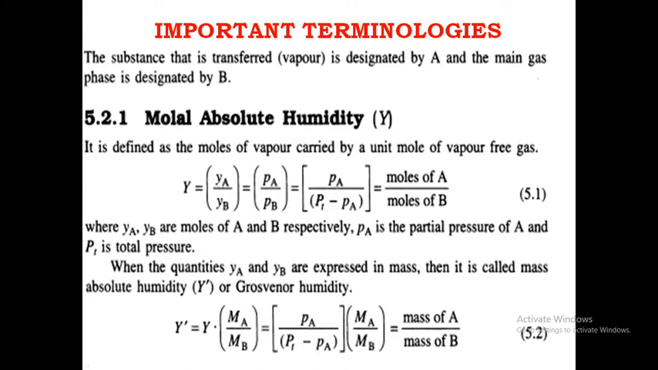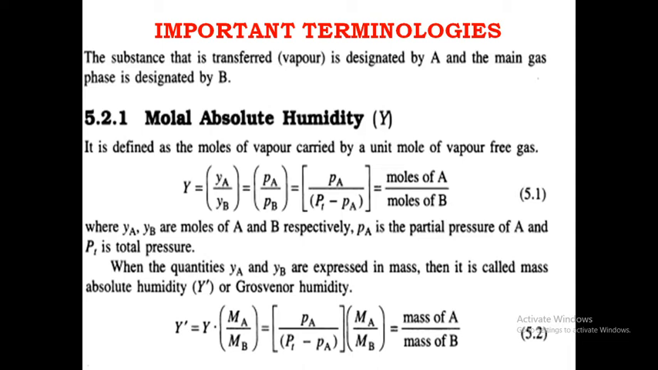Now we introduce Dalton's law. What is Dalton's law? Dalton's law states that the total pressure is equal to the summation of the partial pressures of the individual components. For this case, we have two components, A and B, so Pa and Pb are the partial pressures of A and B. So capital Y is equal to Pa divided by Pb. How will you write Pb?